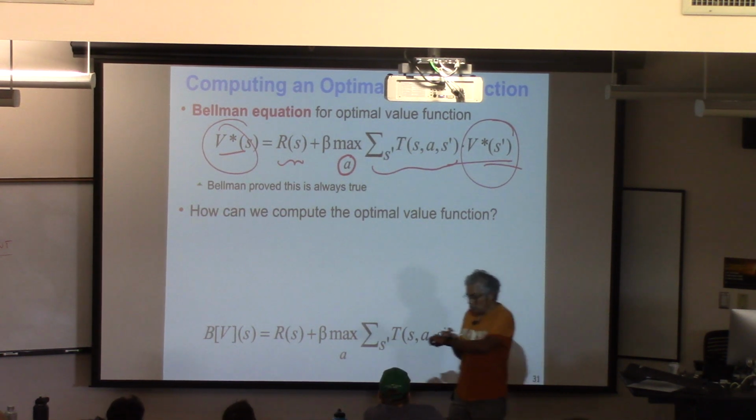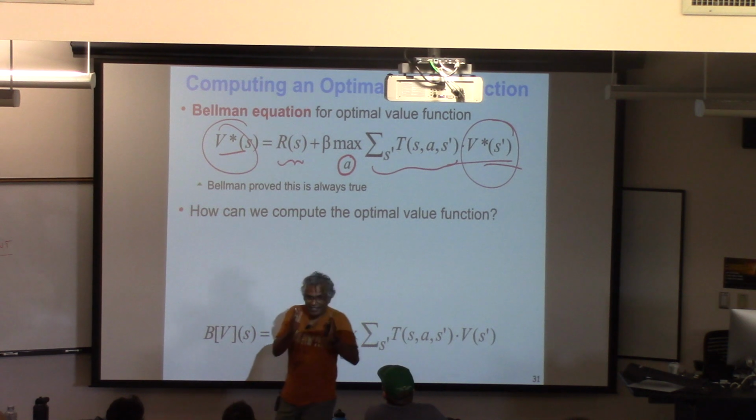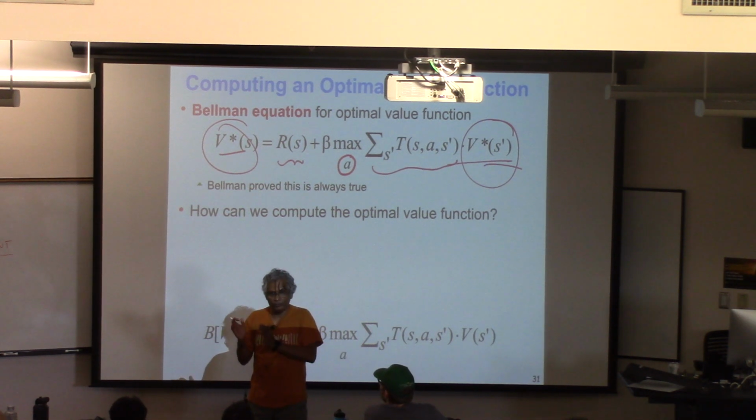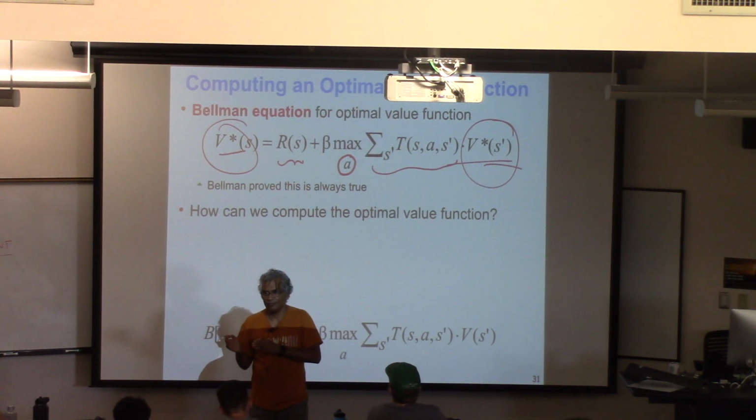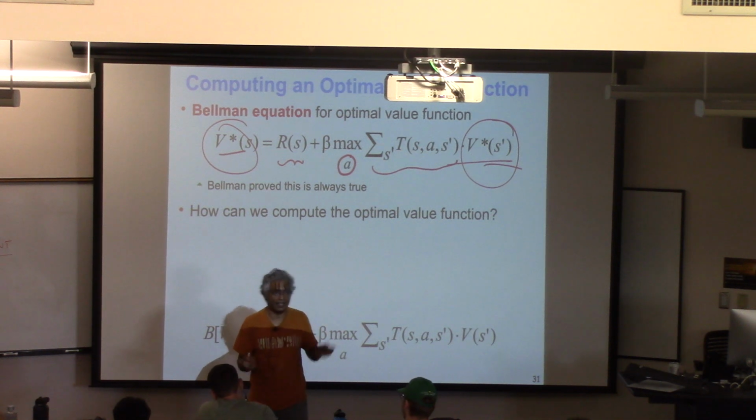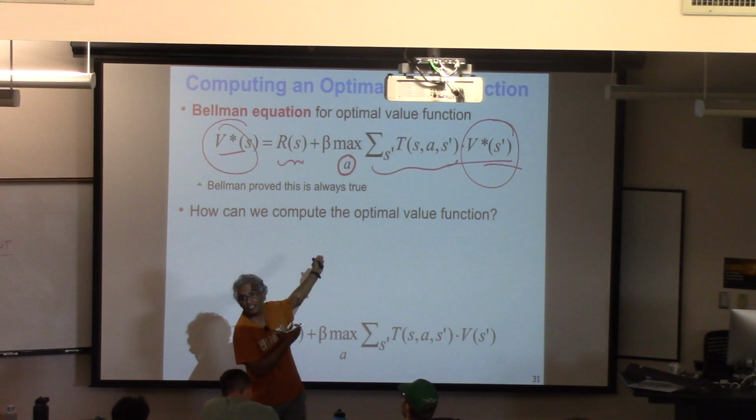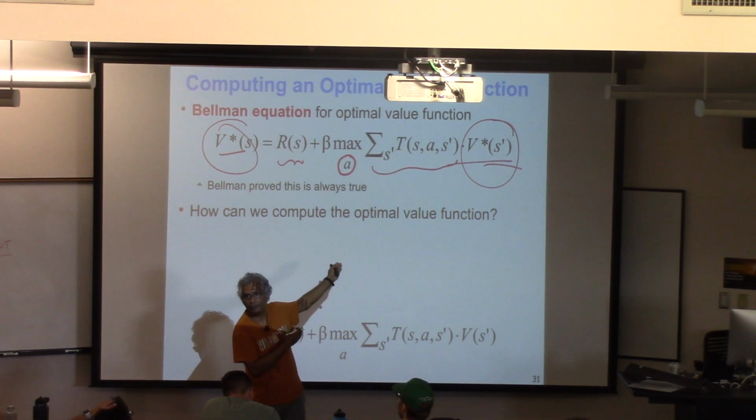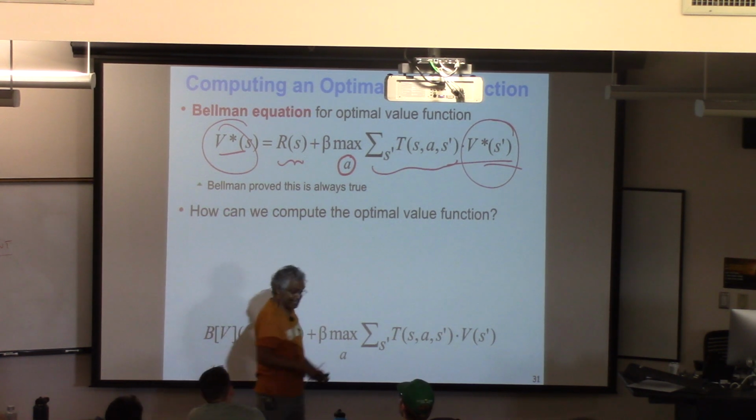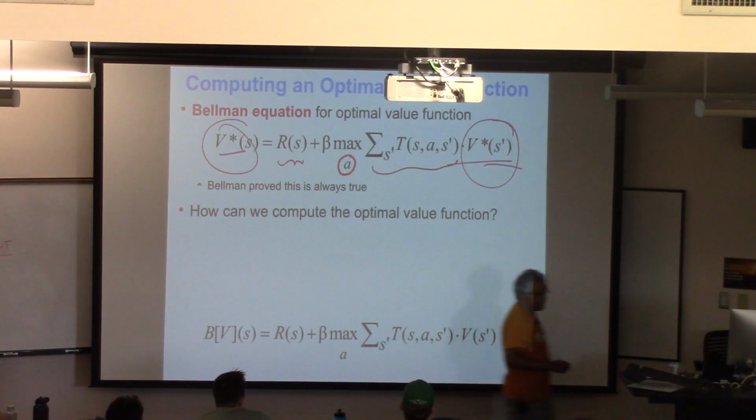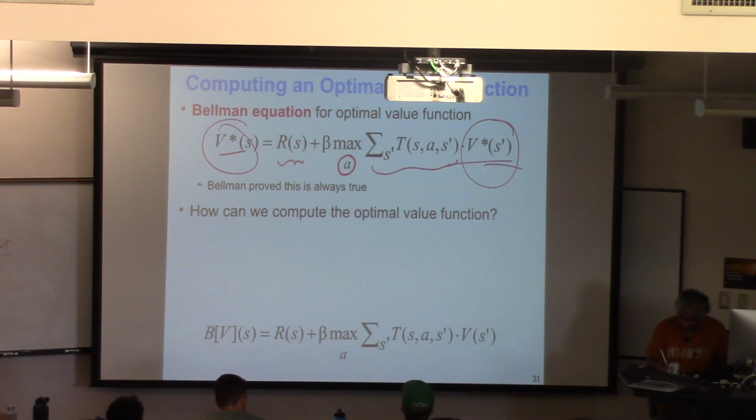So now you have S unknowns, S simultaneous equations, except these equations are not linear. They're non-linear because there is a max operation sitting right smack dab in the middle. Okay? And the value iteration essentially is just thinking of this, and instead of saying equal, it's just basically looking at it as an assignment and making it iterations.